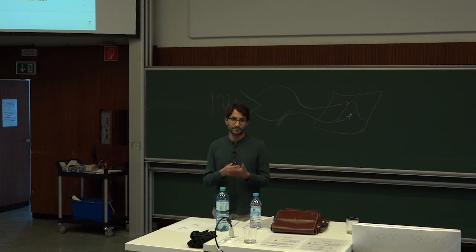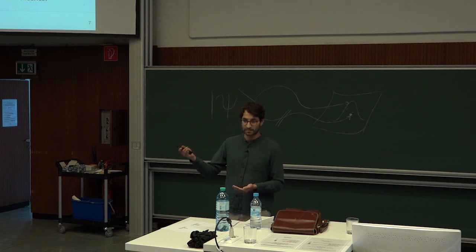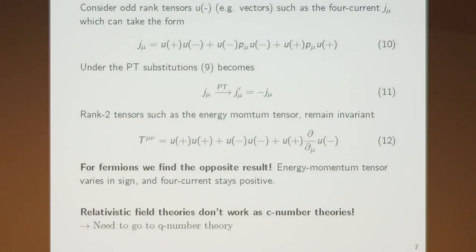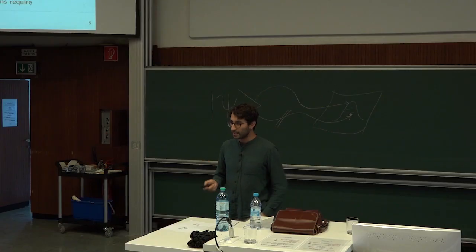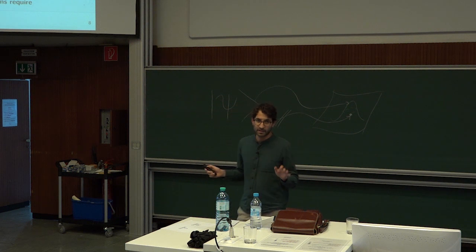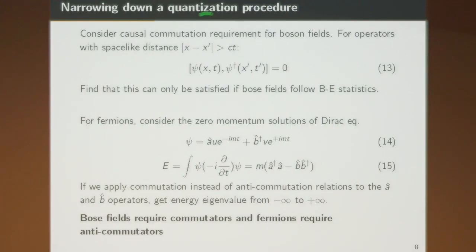So Pauli uses this to say, this doesn't make sense as a C number theory. We need to second quantize this theory. And in order to do that, we need to figure out which types of statistics the different types of fields are going to follow. But at this point, Pauli did not derive the necessity for the spin statistics theorem, so the necessity for anti-commutators for fermions and commutators for bosons, in a way related to PT symmetry. The way that he did it was unrelated to PT symmetry. For bosons, it was related to causal commutation, so that operators with space-like distance should commute, and he found that the only way that this was satisfied was with Bose-Einstein statistics for integer spin fields. And for fermions, Markus Fierz had previously shown that only anti-commutators will not give you negative energy.